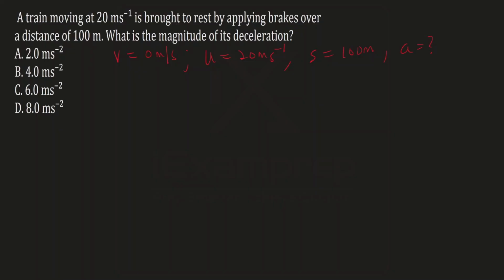Deceleration and acceleration are the same thing. The only difference is that acceleration is positive and deceleration is taken as negative, because deceleration is acceleration in the opposite direction. The equation of motion that has all these parameters is v squared equals u squared plus 2as. Since we are dealing with deceleration, I'm going to change this positive to negative. So I'll write it as v squared equals u squared minus 2as.